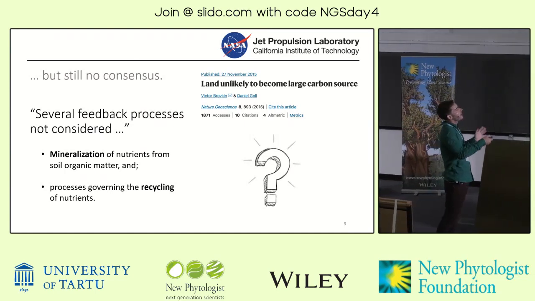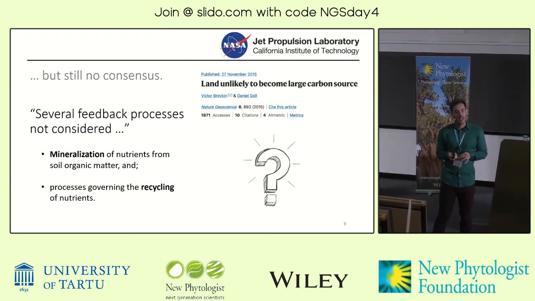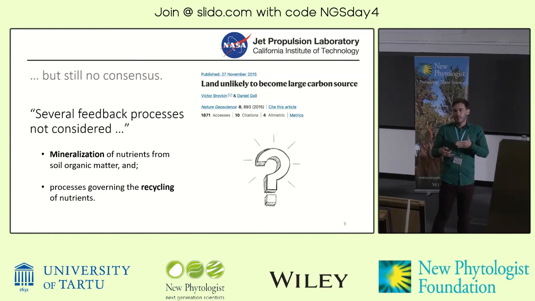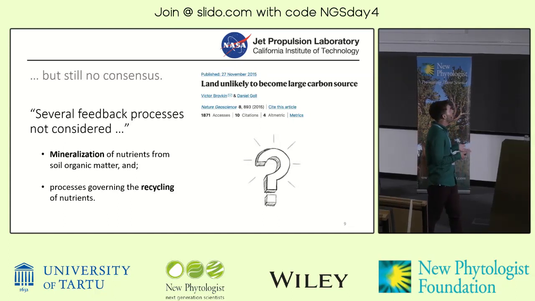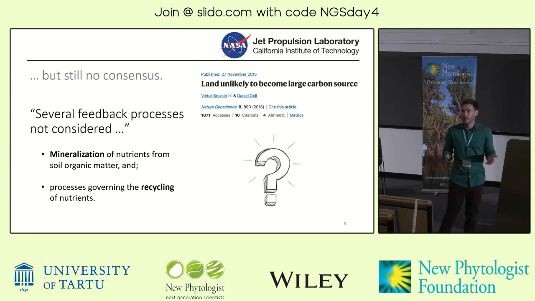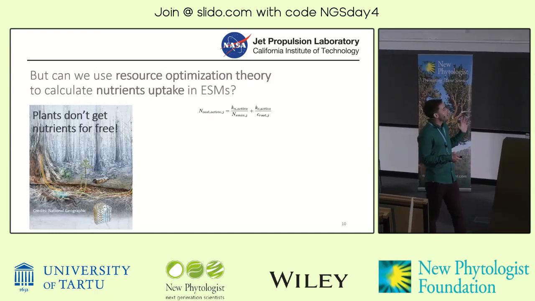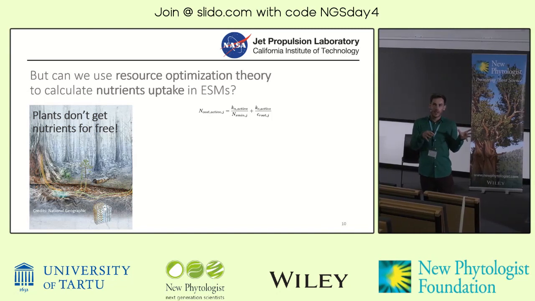And so these folks wrote a reply saying that the land isn't likely to become a large carbon source, actually, because several feedback processes were not considered in the bookkeeping methods that those authors used. Processes like mineralization of nutrients from soil organic matter and processes governing the recycling of nutrients, for example, which is a fair comment. And so the idea when I went to do my postdoc at JPL was to try to represent some of those missing processes in climate models.